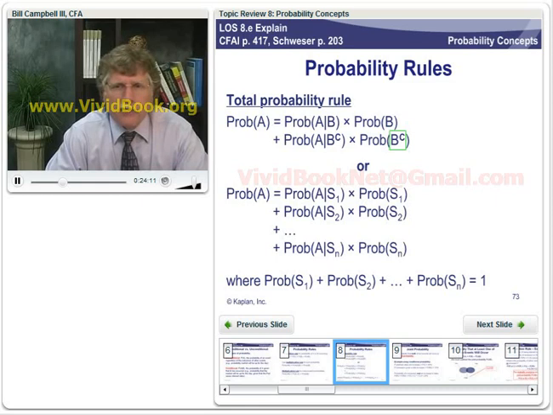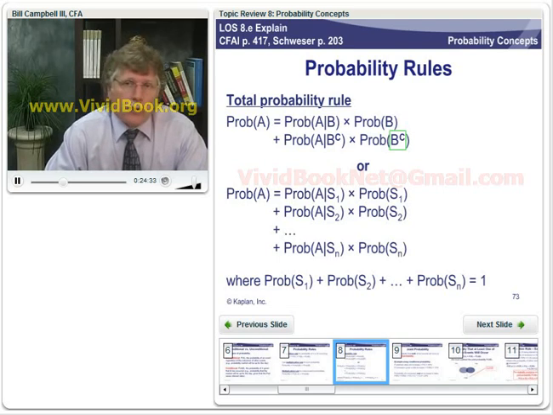The complement of B is not B. It's everything other than B. So let's say event B is rolling our die and getting a 6. Then the complement of B would be rolling our die and getting everything other than a 6, a 1, a 2, a 3, a 4, or a 5. That's what that notation means.